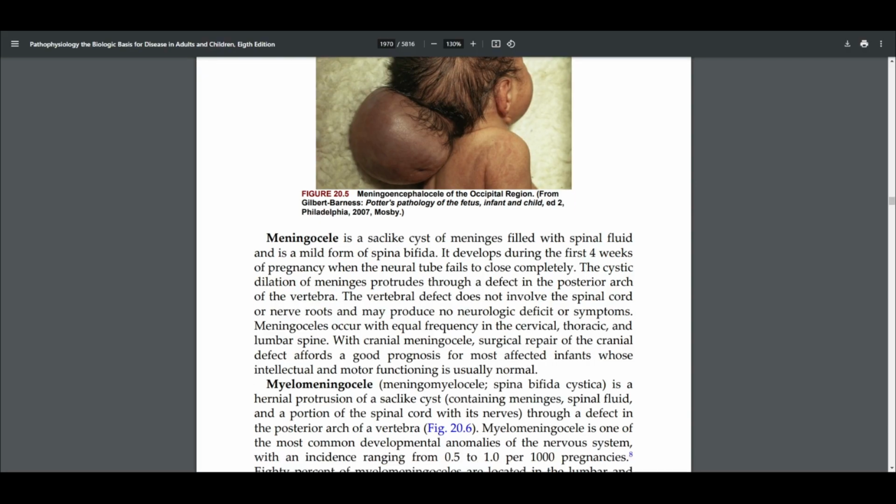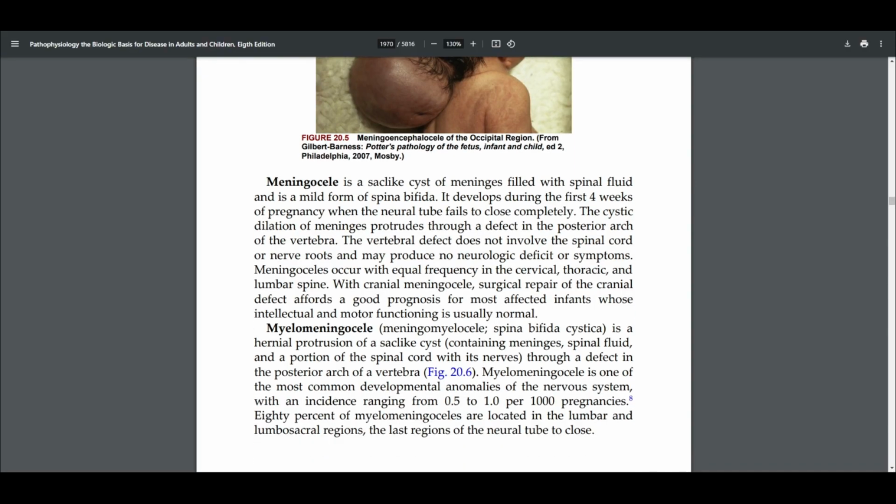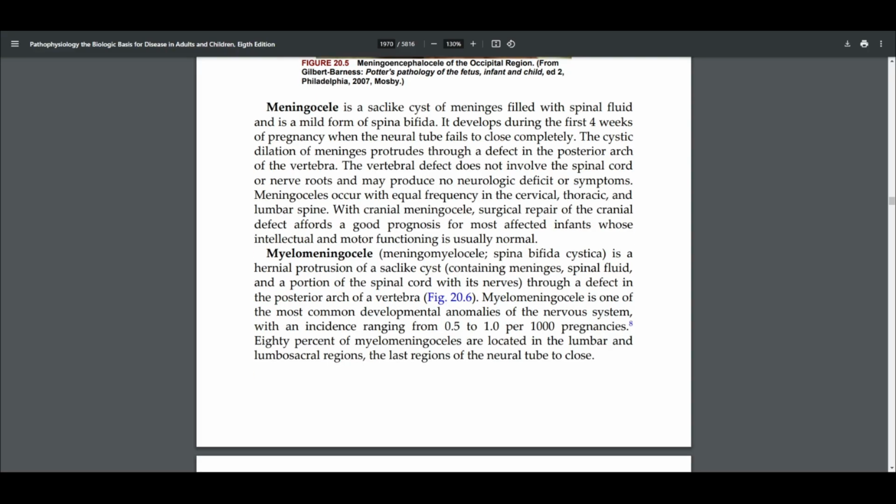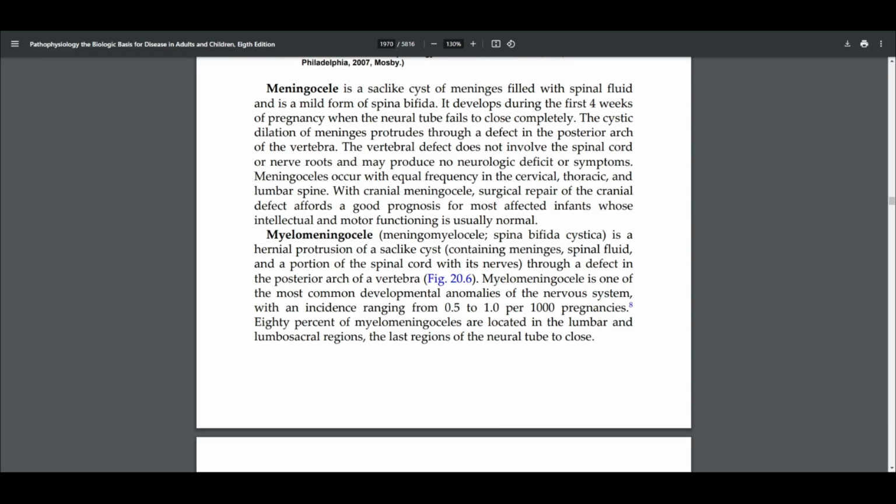Meningocele is a sac-like cyst of the meninges, filled with spinal fluid, and is a form of spina bifida. It develops during the first 4 weeks of pregnancy when the neural tube fails to close completely. The cystic dilation of meninges protrudes through the defect in the posterior arc of the vertebra. The vertebral defect does not involve the spinal cord or nerve roots and may produce no neurologic deficit or symptoms. Meningoceles occur with equal frequency in the cervical, thoracic, and lumbar spine.